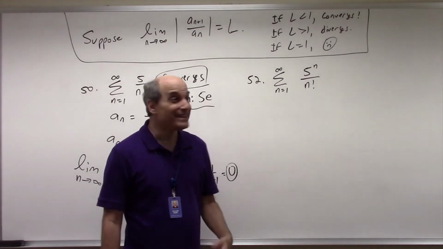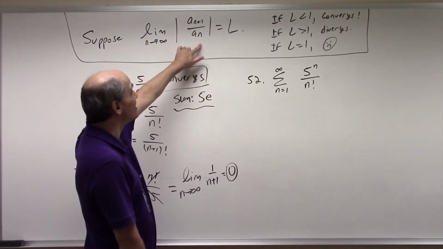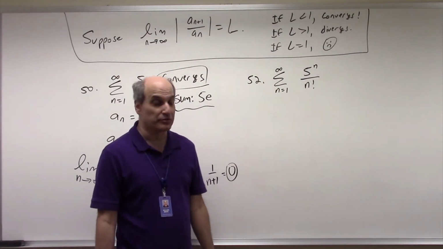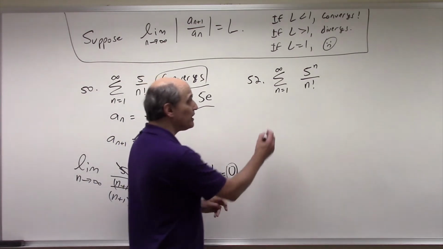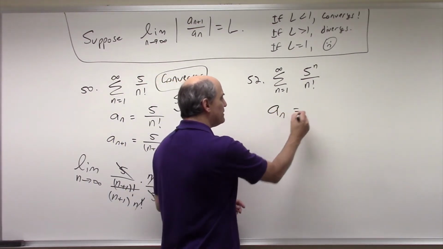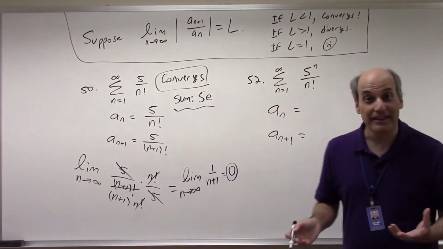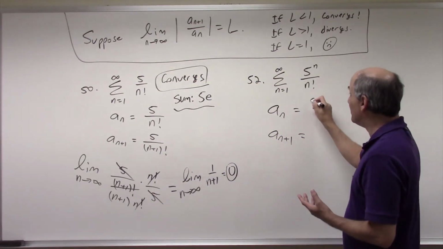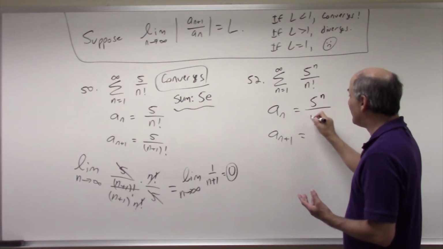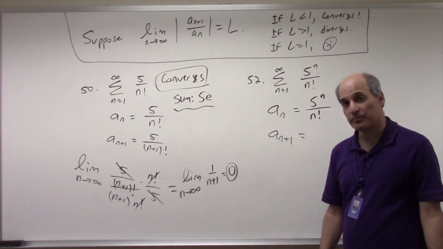Factorial. Once again, these terms are already positive, so I don't need to worry about the absolute value signs. All right, so let's calculate a sub n and a sub n plus 1. Again, a sub n is just the term they gave you, 5 to the n over n factorial.